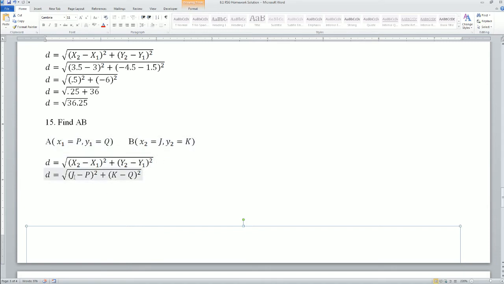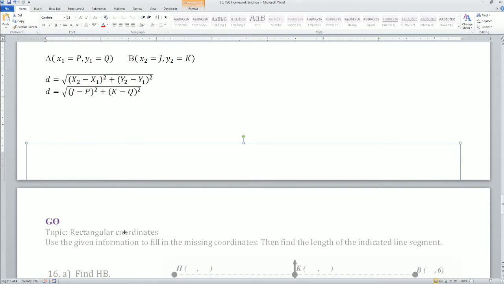Here, for 15, you are just given the letters P, Q, and J and K. When you make the substitution, it gets to this point where it's just J minus P squared plus K minus Q squared. Leave it like this. There's nothing else you can do here. You can, but it's just going to make it more complicated. You would just want to leave it like this. This is just the distance formula with variables in it.